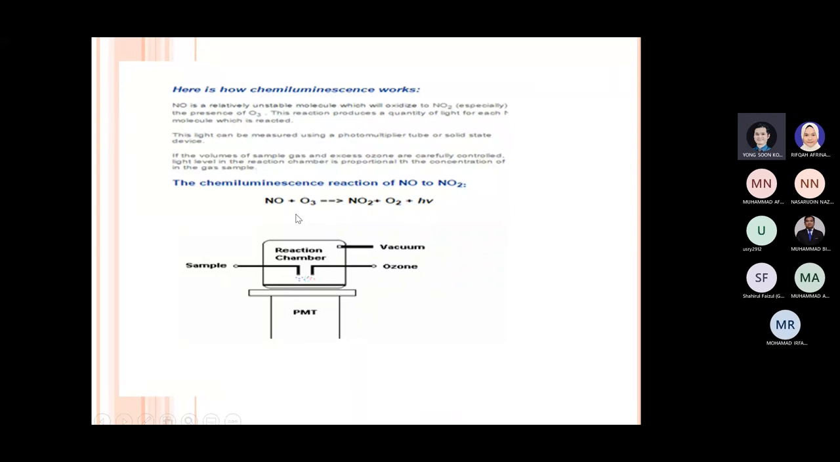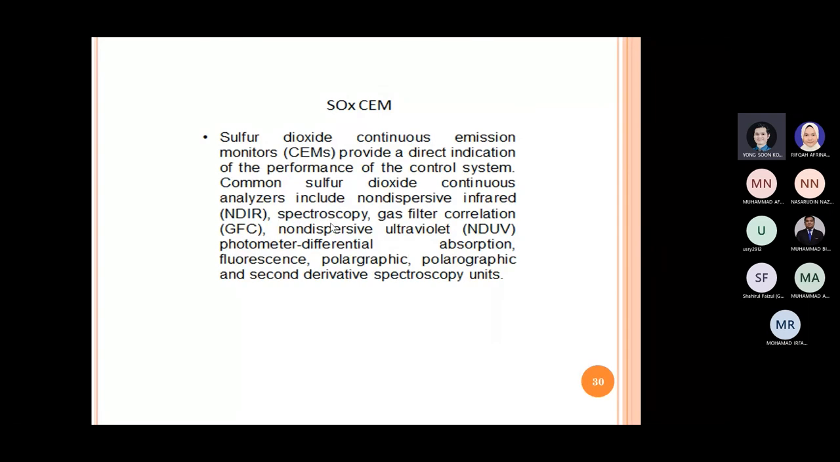So this is how they measure. And this reaction can be said to be immediate and spontaneous, which is why the majority of the in-situ CEMS that measures NOx gas uses this. There are others, but this is one of the popular ones. Okay, so what about SOx? Sulfur dioxide, sulfur trioxide. There are many ways, but recently, I wouldn't say very recent, but quite recent, the new technology uses a lot of light technology, including NDIR, non-dispersive infrared.